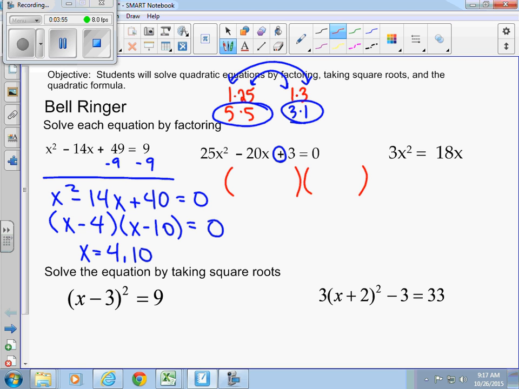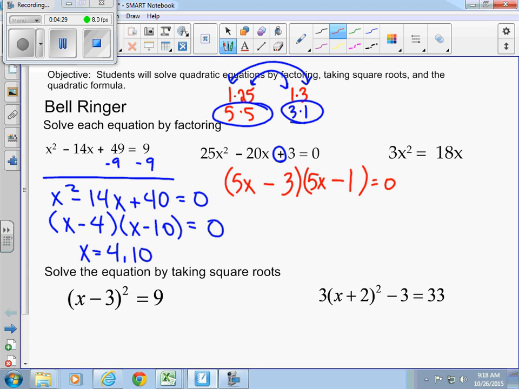The 5 came from the 25x squared, right? So it has to go in the front. So it's 5x and 5x. The 3 and the 1 came from the 3. Normally, keep these in the order you circled them in. This is a special problem where it wouldn't matter because, like we just said, 5 and 5, it doesn't really matter. Both minus, remember if this is a plus, these have the same sign. And because that's -20, -15 plus -5 is -20.